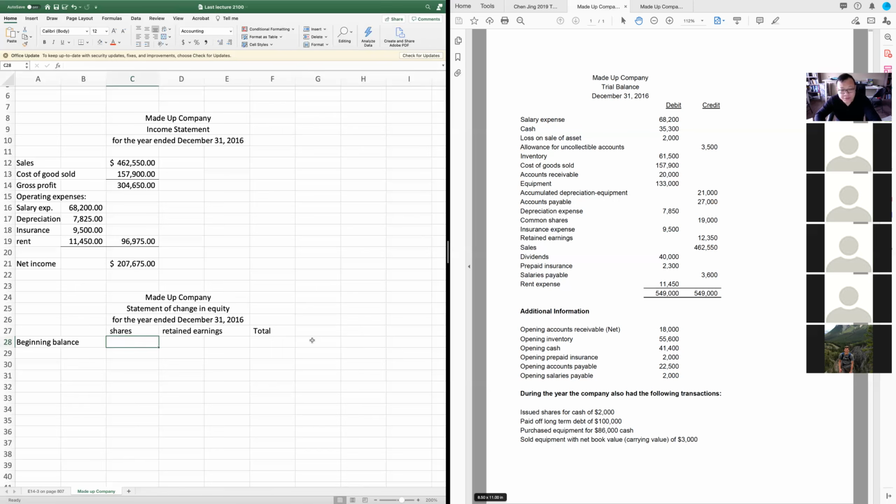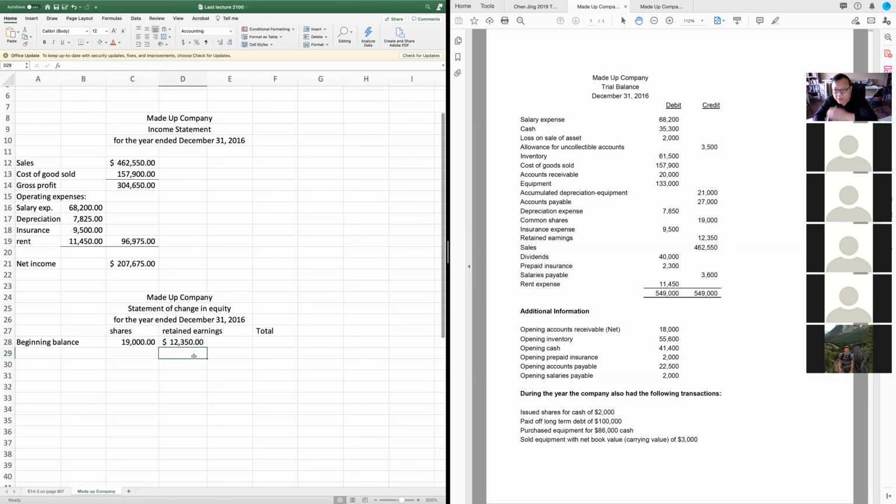So what's the beginning balance of the shares? Beginning balance of the common shares here. So we have common shares, 19,000 here. Retained earnings here, 12,030. Yeah, very good. And the total would be this plus this.